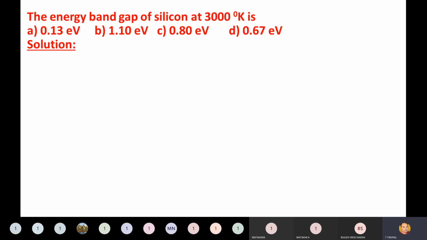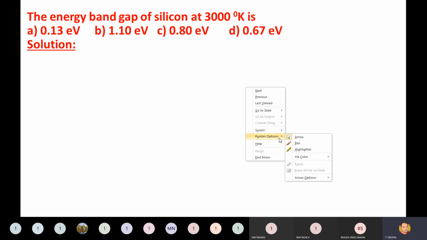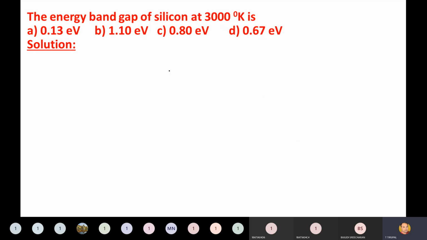Answer, formula. How do you find the energy gap? Tell me the formula. Eg is equal to Eg naught minus beta into capital T. Very good. What is Eg naught? Eg naught for silicon is 1.21.